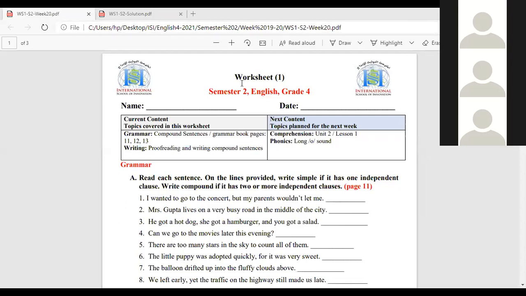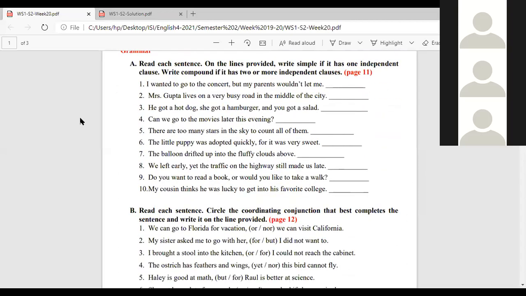It is a compound sentence. Yes, Noor. Number 1 is compound, number 2 is simple, and number 3 is compound. I'm going to leave the rest for you to solve at home, and then we're going to correct them on Monday. Let's move to exercise B now.